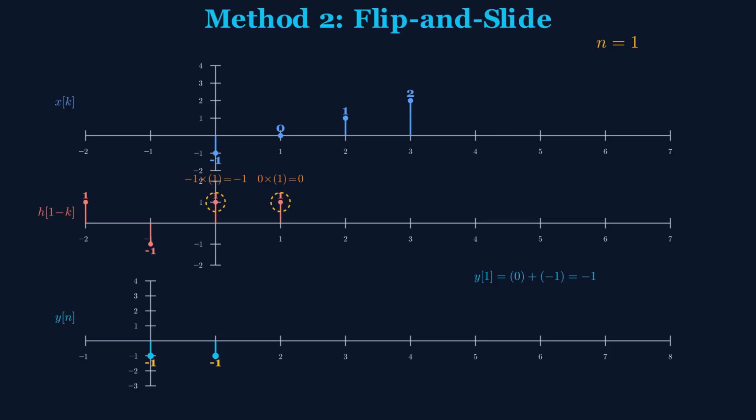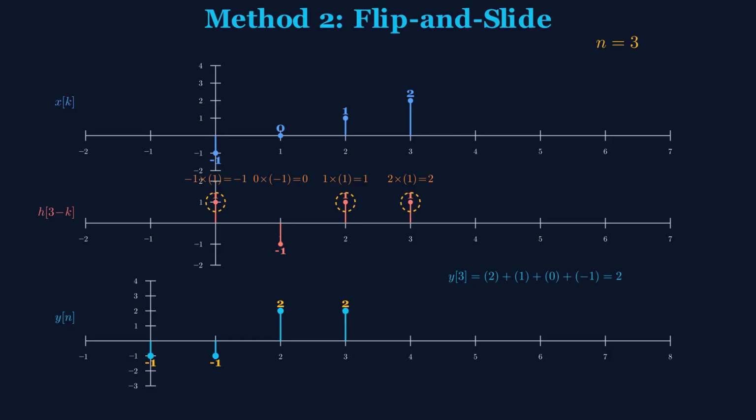For n equals 1, h slides right by 1. Positions k equals 0 and 1 overlap. -1 times 1 plus 0 times 1. Y of 1 equals -1. For n equals 2, 3 positions overlap. -1 times -1 is +1, 0 times 1 is 0, 1 times 1 is 1. Adding up, y of 2 equals 2.